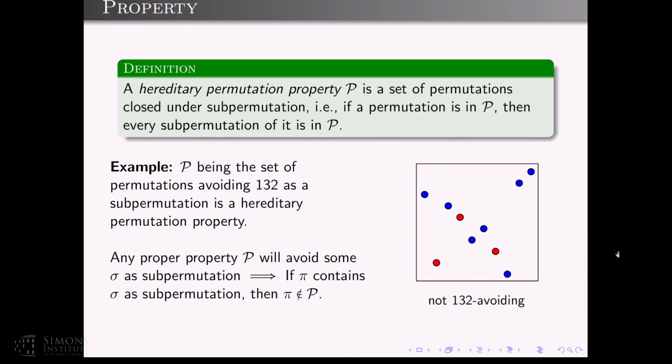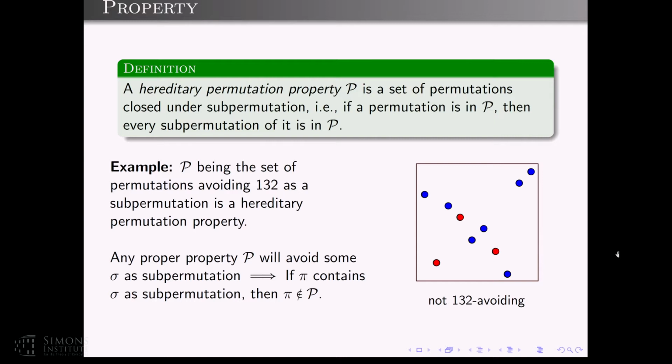A hereditary permutation property is similar to a hereditary graph property. It says that if a big permutation is in this property, then all its subpermutations should also be in this property. So for example, P being the set of permutations avoiding 1, 3, 2 is going to be hereditary, because if the large permutation avoids 1, 3, 2 as a subpermutation, then any subpermutation of the big permutation should also avoid the pattern 1, 3, 2. And this is a permutation that is not in this property because it has a subpermutation of the pattern 1, 3, 2.